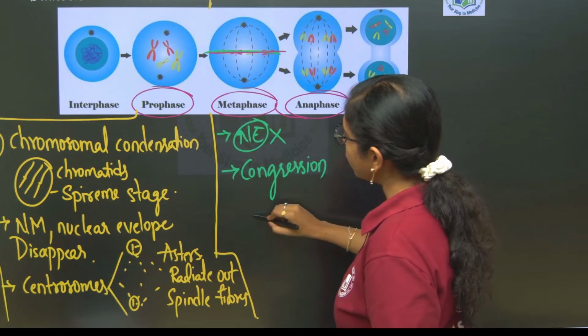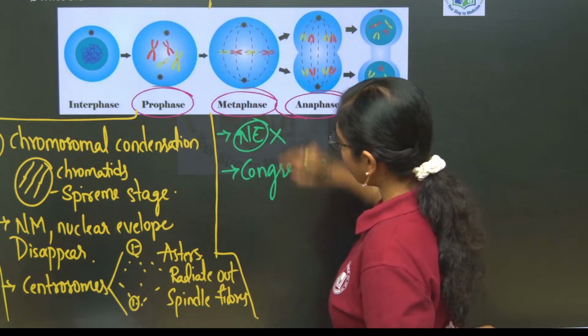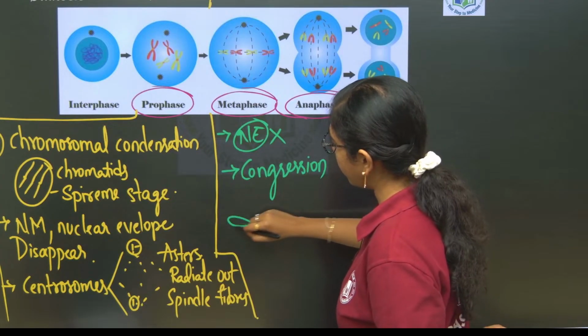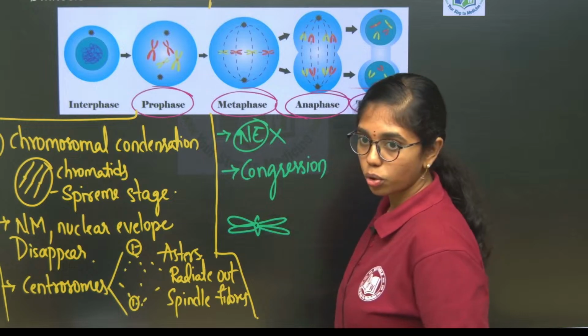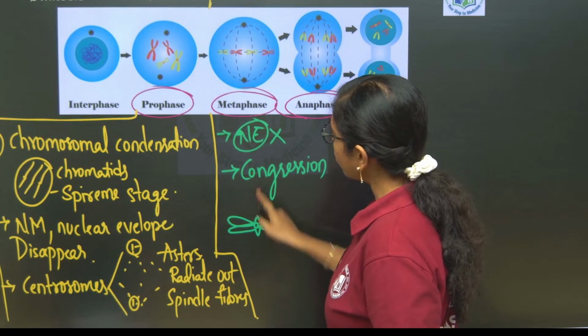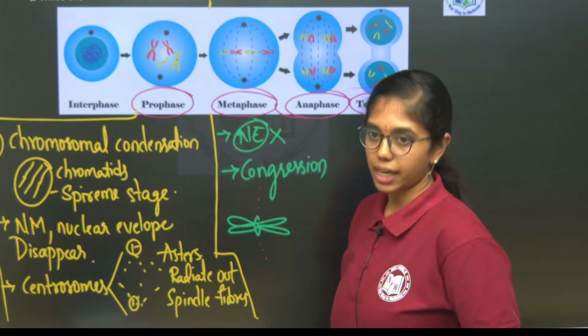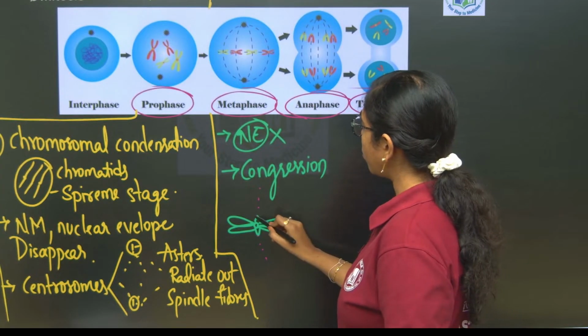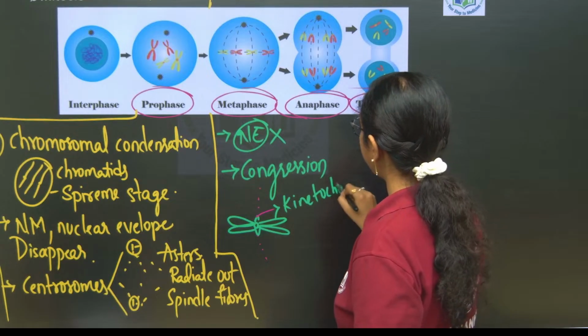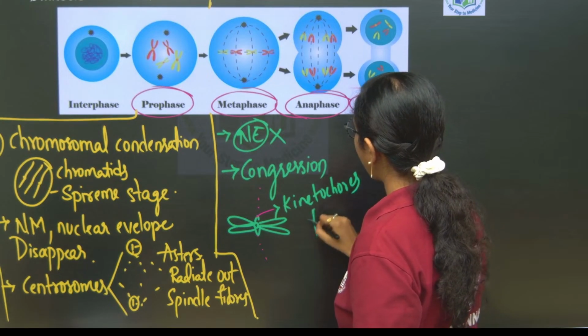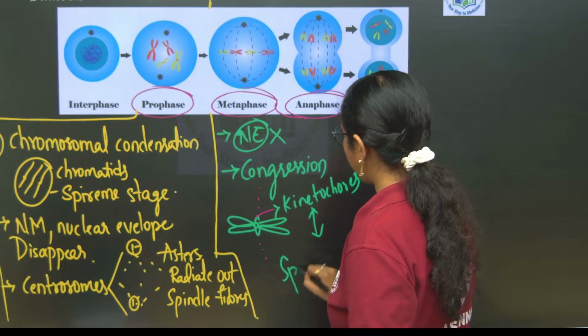And as we have discussed, to each centromere, 2 disc shaped structures called kinetochores are present. To these kinetochores, the spindle fibers will be attached. To kinetochores, what are attached? Spindle fibers are attached.